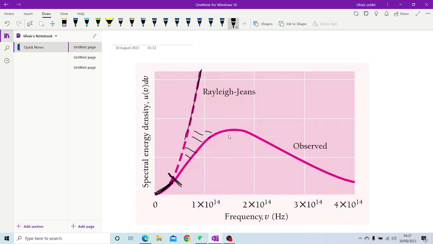Now this is the observed shape of the radiation, but the Rayleigh-Jeans formula matches only for low frequencies, and this is the ultraviolet catastrophe because an infinite amount of energy is impossible. We will discuss another law, which is Wien's displacement law, and what they are talking about with this shape, in the next lectures.